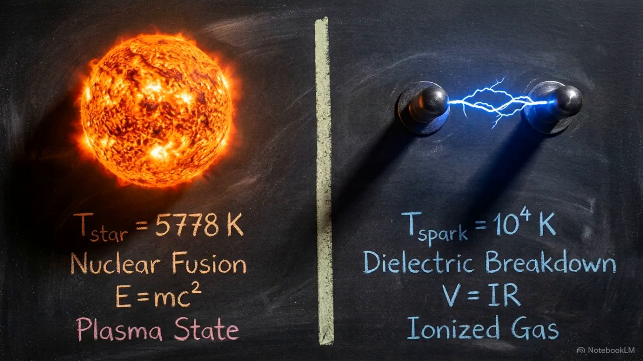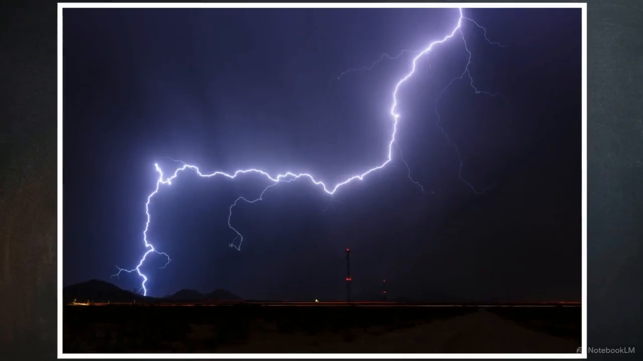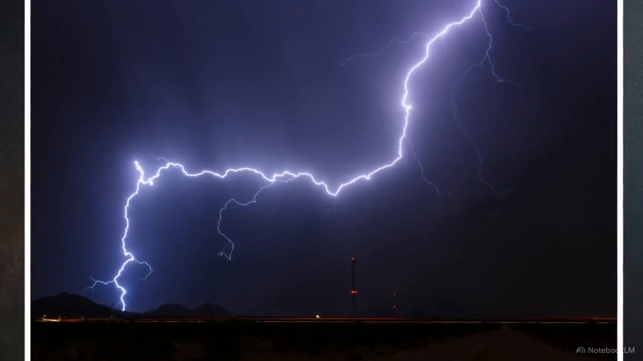While stars are incredibly hot, temperature isn't the only way to reach this state. Ionization is the only requirement. We see this on Earth whenever electricity strips the air of its electrons. Lightning is a plasma that forms into distinct branching structures as it glows.